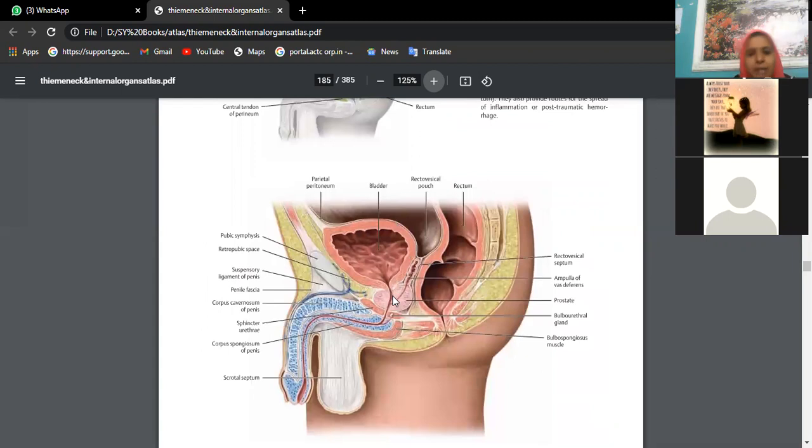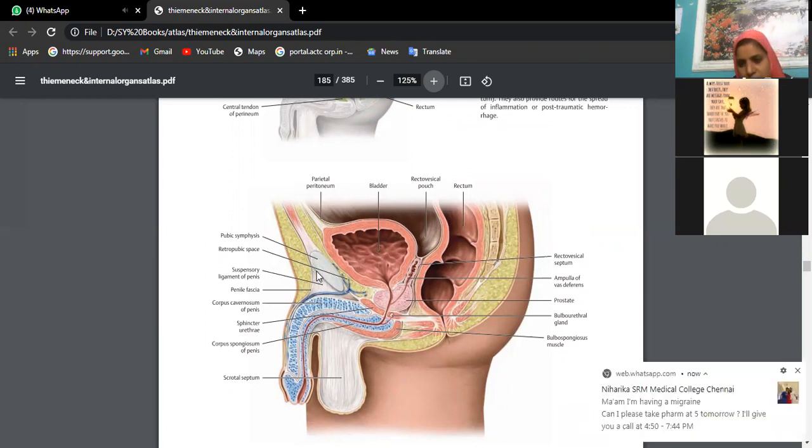This is again a nice section of urinary bladder you are finding. This is again male pelvis. Pubic symphysis is this side. Then this is urinary bladder and this is rectum, anal canal. So here you have the fold of peritoneum, that is rectovesical pouch. Then what are the presenting parts of urinary bladder?